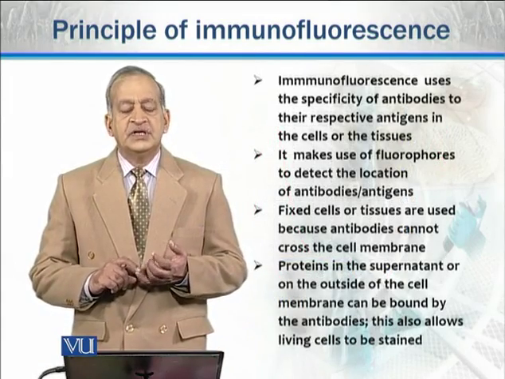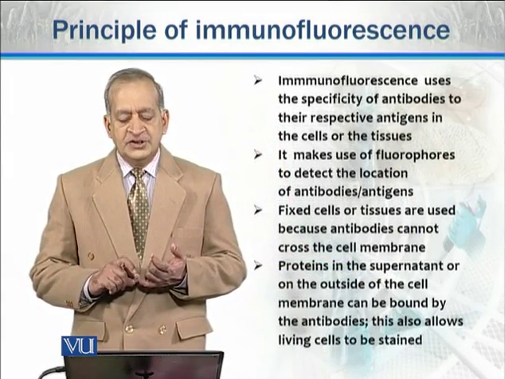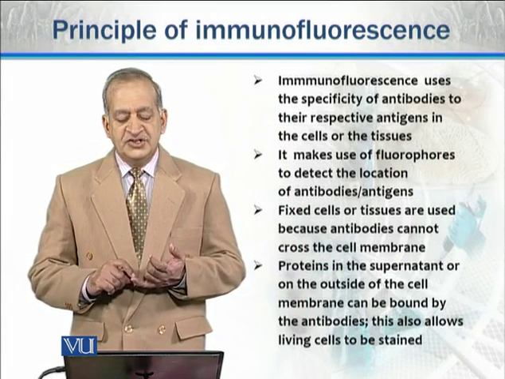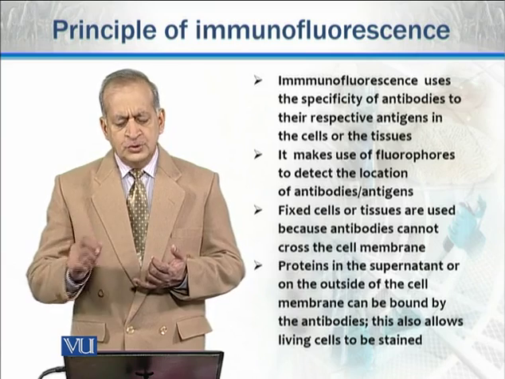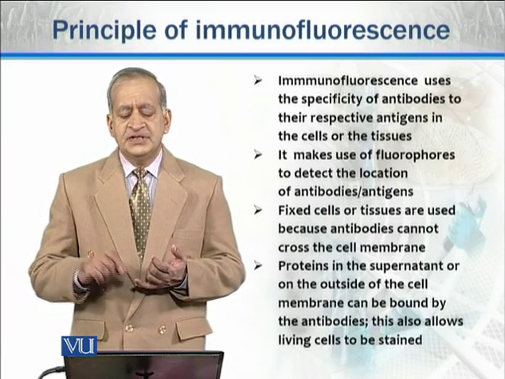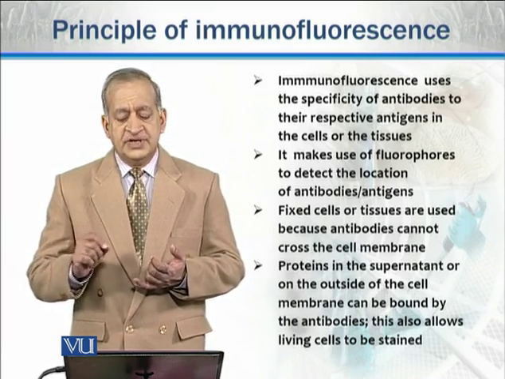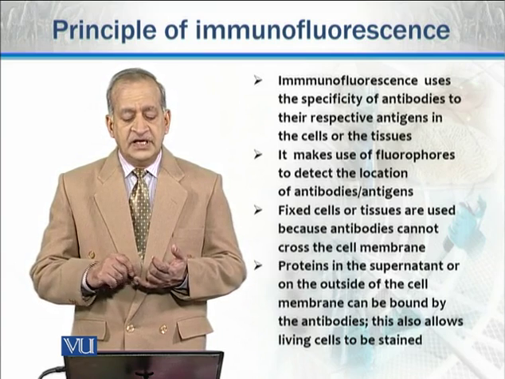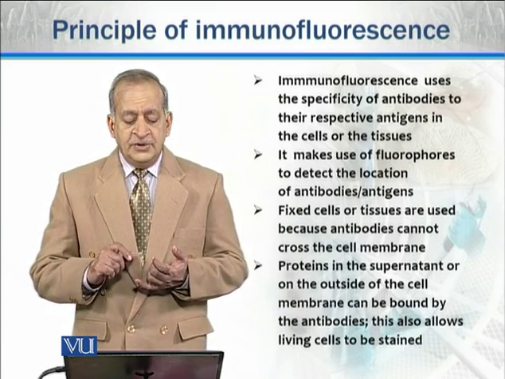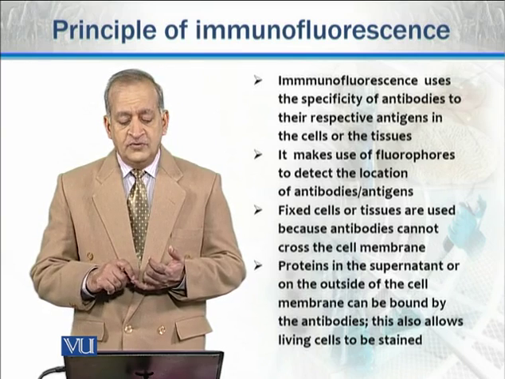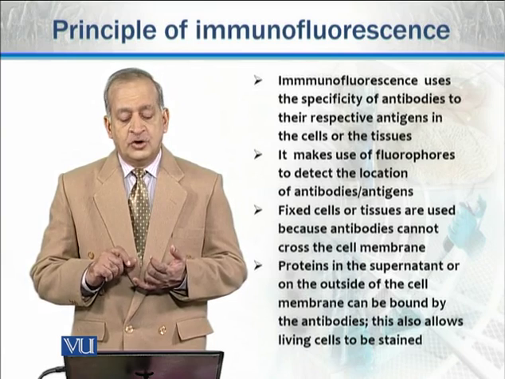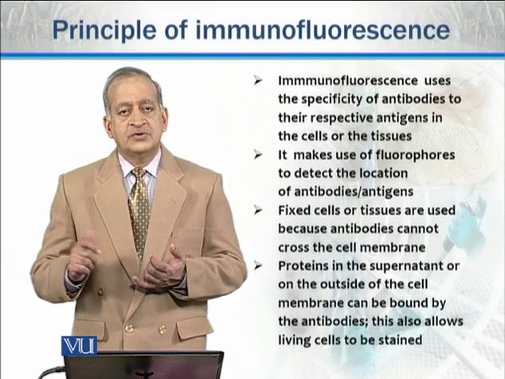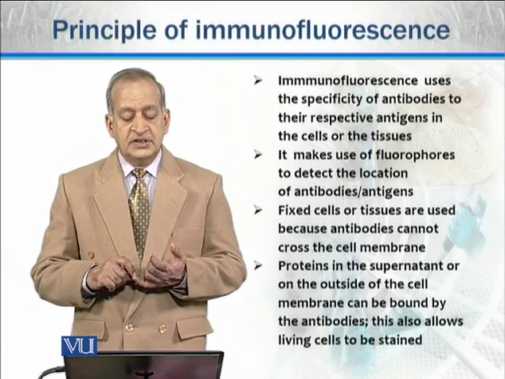Immunofluorescence uses the specificity of antibodies to the respective antigens in the cells or the tissues. So by using this specificity, we are able to see the respective antigens in cells and tissues. And immunofluorescence makes use of fluorophores to detect the location of antibodies and, of course, their respective antigens.